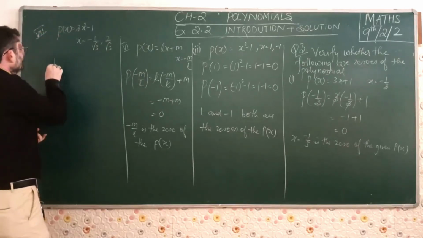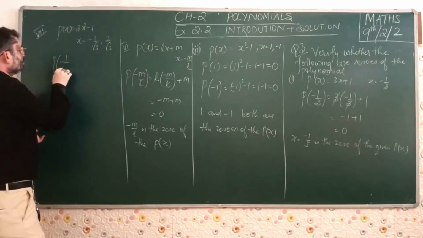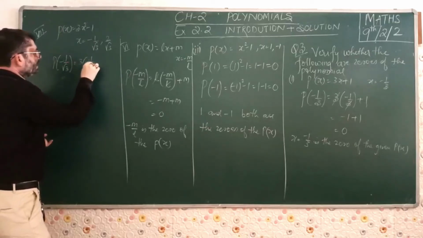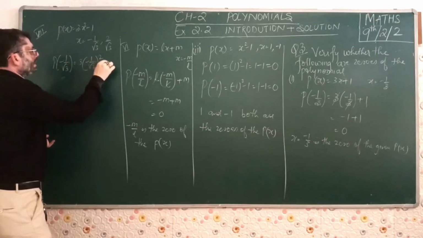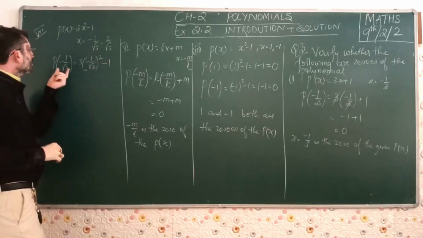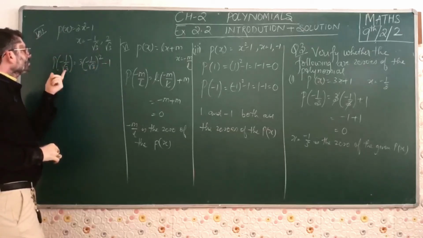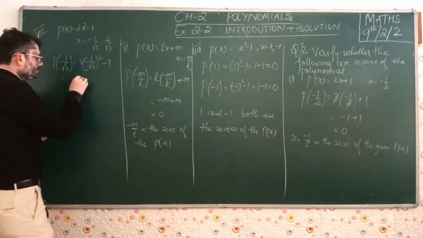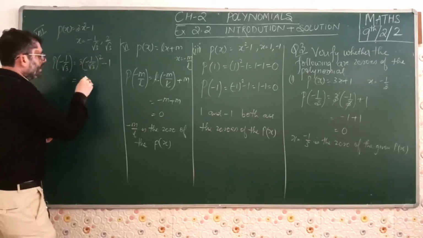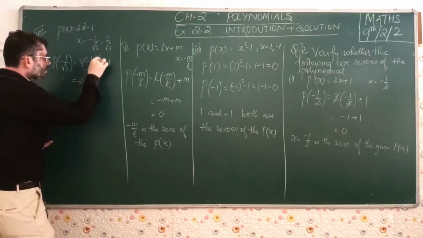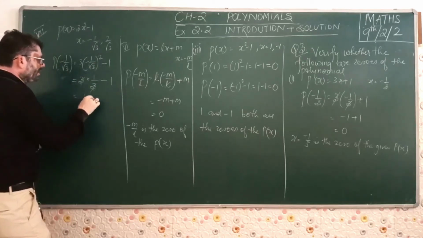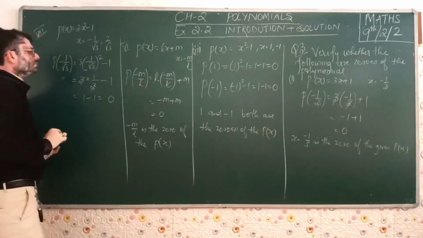So let us check out. This is p of minus 1 by root 3. So 3 into minus 1 by root 3 whole square minus 1. We substitute the value x is equal to minus 1 by root 3 wherever we have x in the polynomial. So this is 3. If you square it, minus becomes plus and 1 square is 1 and root 3 square is 3, minus 1. So this cancels, 1 minus 1, and that is equal to 0.